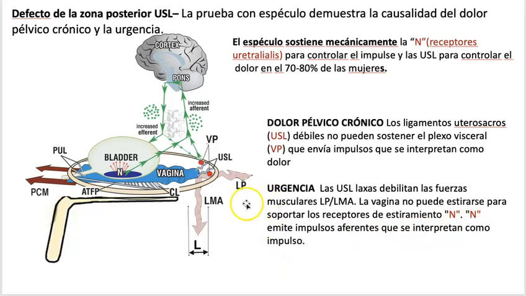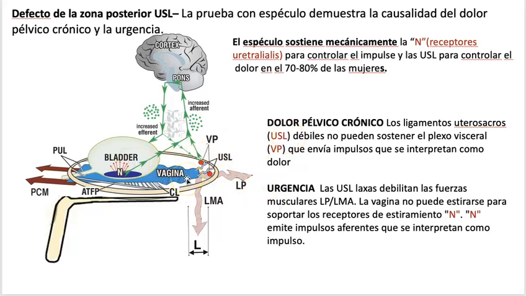Now, why we call them operaciones simuladas is that they can support the uterosacral ligaments, and it can predict quite successfully that if you repair the uterosacral ligaments, and I will show you that later, you can improve or cure the chronic pelvic pain and the urgency at the same time.